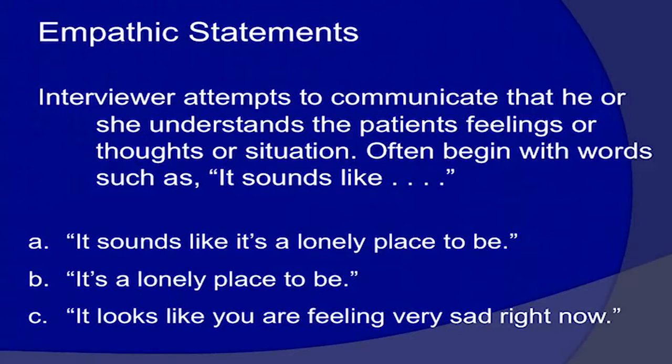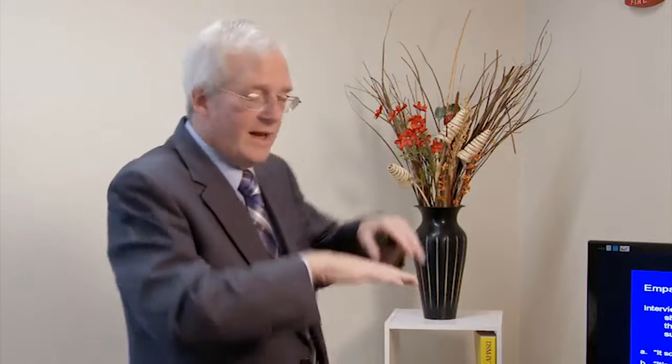The first one says, it sounds like it's a lonely place to be. Notice that the second one sounds just like it, only it says, it's a lonely place to be. The difference between those two, even though the last part of it is identical, is that in the first one, it sounds like it's a lonely place to be, you're not indicating that you're sure of it. Whereas the second one, it's a lonely place to be, you're indicating that you are sure that this is a lonely place to be. Well, we call that a difference in the valence of the empathy.